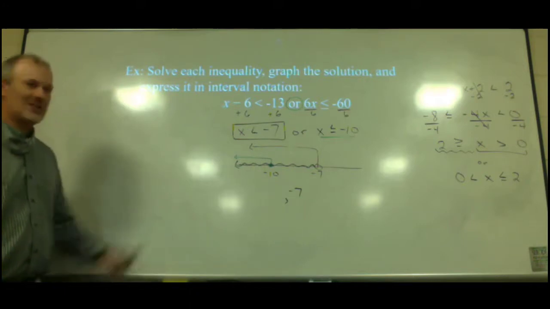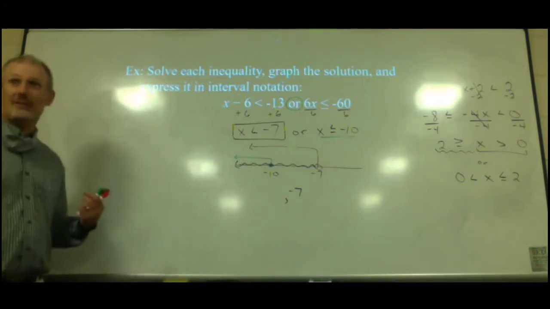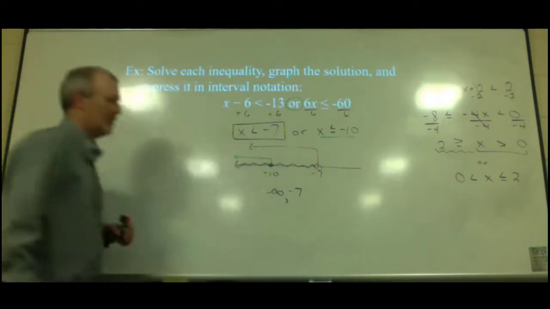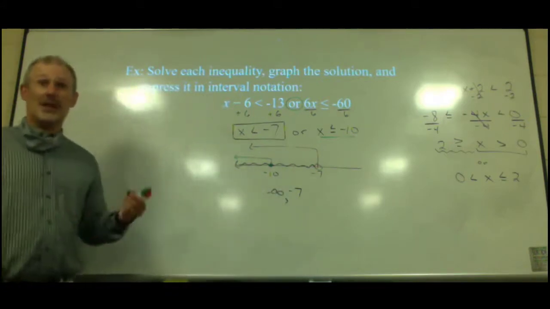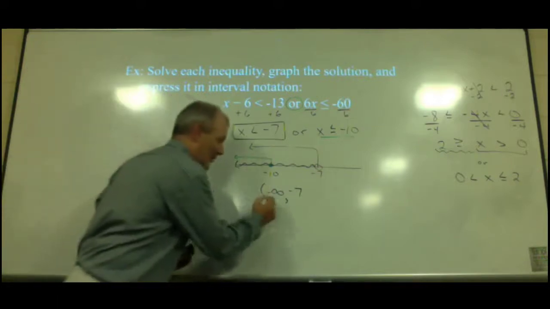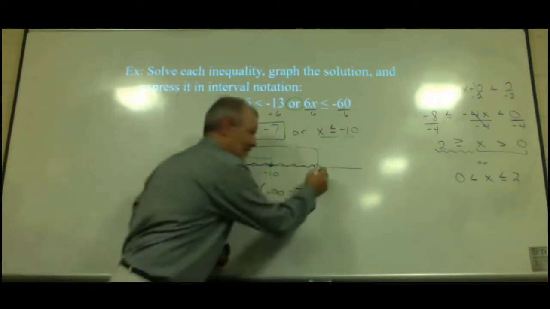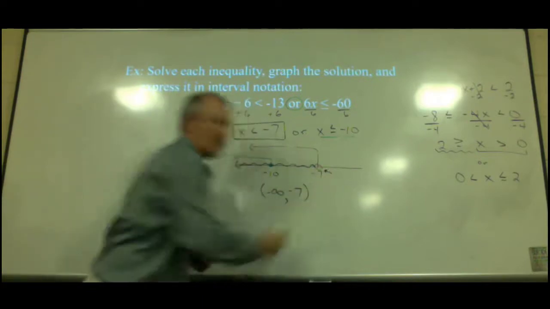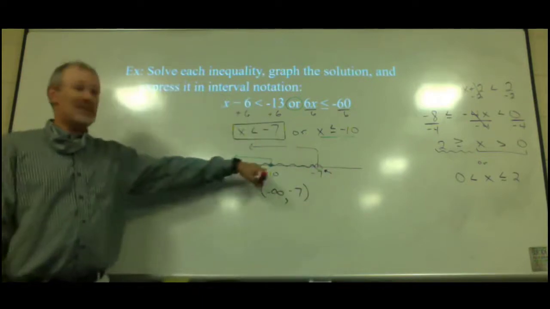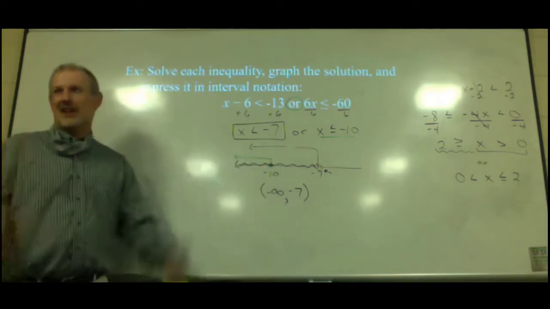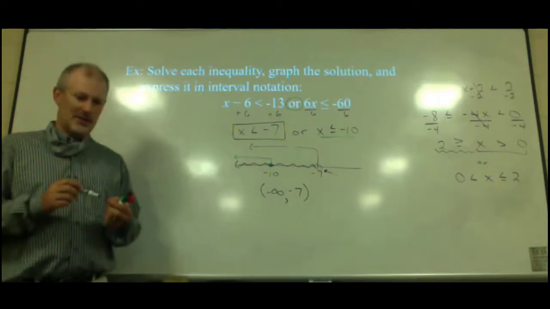And then what goes on the left if it goes forever to the left? Negative infinity. And infinities always get parentheses. And the -7 gets what? Parentheses, because the 7 is open. Now, if the 10 was the boundary, then we'd have a closed bracket, but the 10 didn't actually add anything, so we don't have to worry about it.